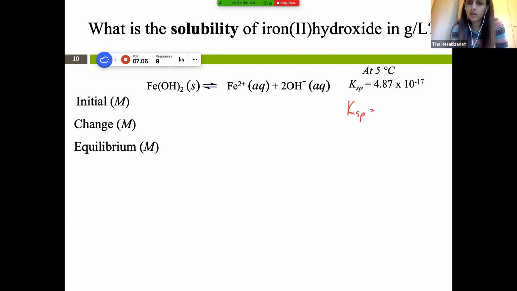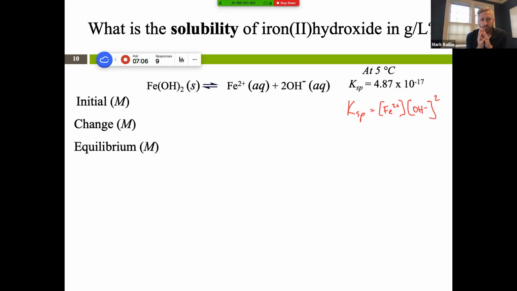Is it the concentration of Fe, yeah, iron 2+ ion, and the concentration of OH- ion raised to 2? Great. That's going to be extremely important.